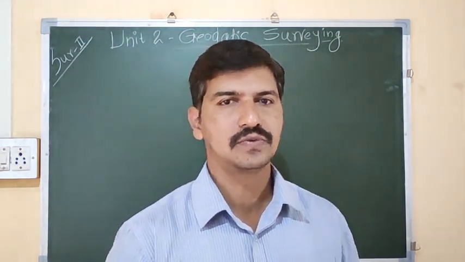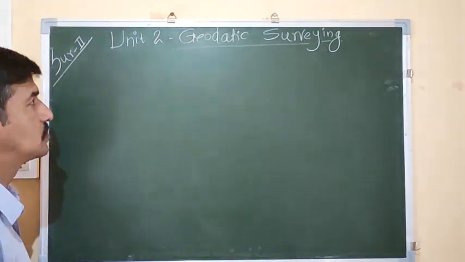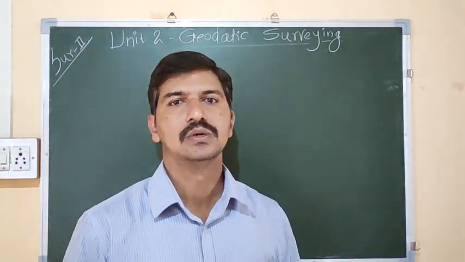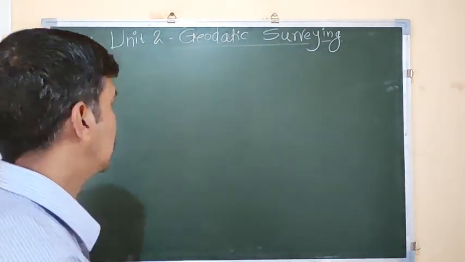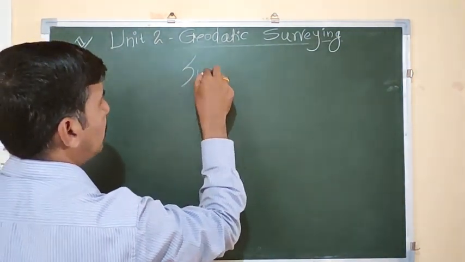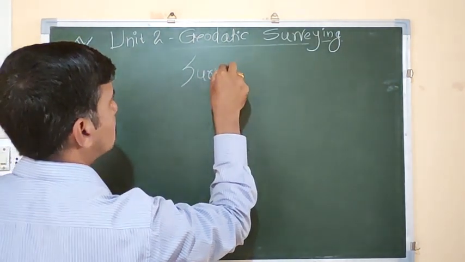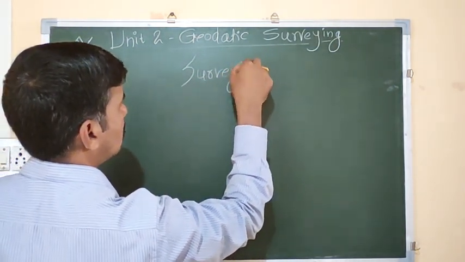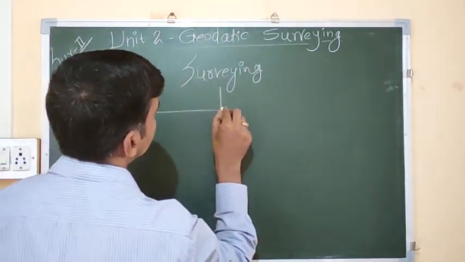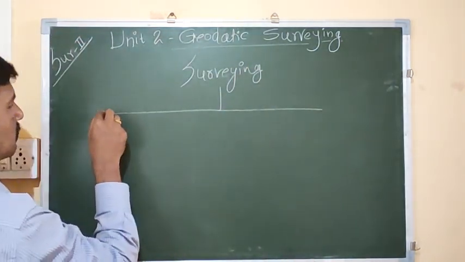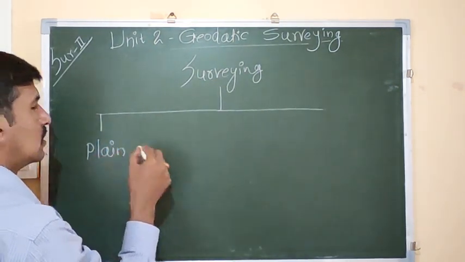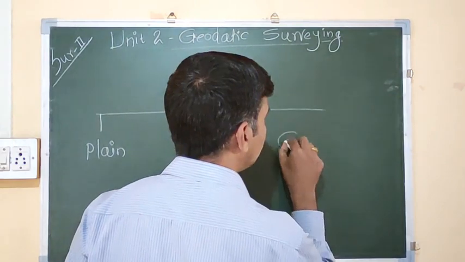Starting with geodetic surveying, I hope that when we started with surveying, there are majorly two parts of surveying when we consider the area of a survey. So, surveying is broadly divided in two parts. One is plain survey and the second one is geodetic survey.